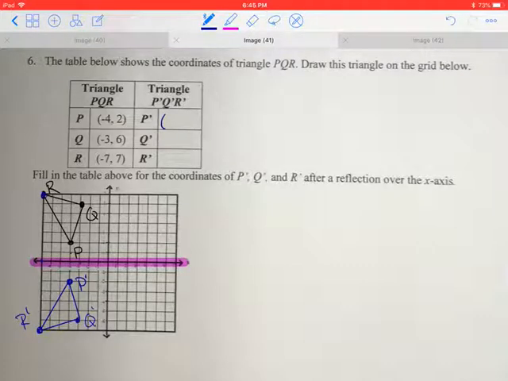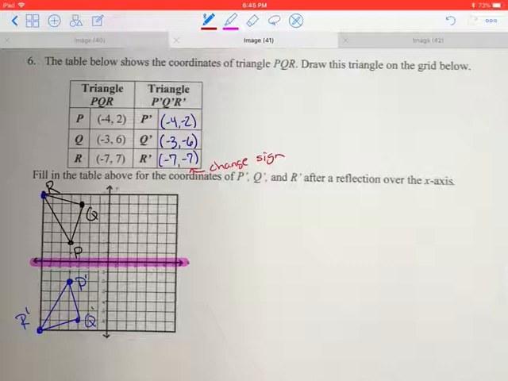So to get to point P, I go left 4 and down 2. So notice the x stayed the same, but the y changed. Okay, so I'm going to go left 3 down 6, and then left 7 down 7. So all of those will be negative. And notice where we saw the sign change from the original was in the y. So there's where we saw the change in the sign. It's always the opposite of whichever line you reflect across.